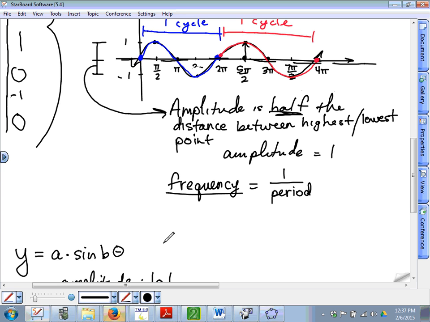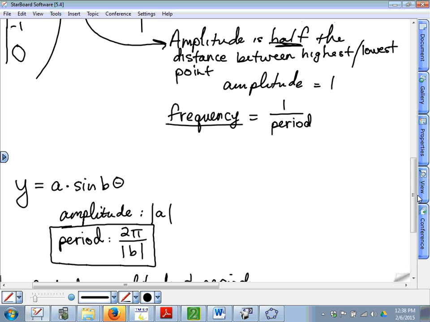So what you're going to have to do is, if I give you an equation and not a graph, you're going to have to be able to tell me the amplitude and the period just by looking at the equation. Okay? So let's talk about this. If I gave you an equation, what would immediately tell you what the amplitude is? What would help you find the period? B. So write these down.